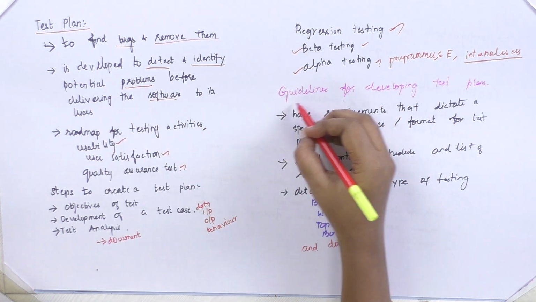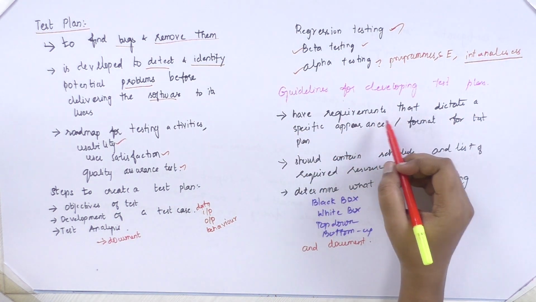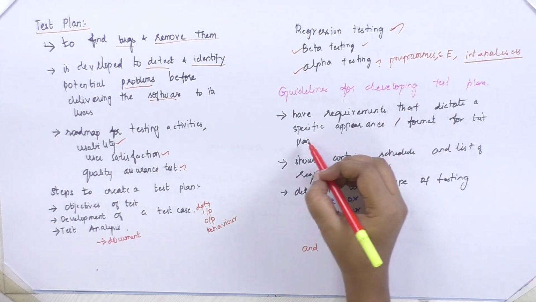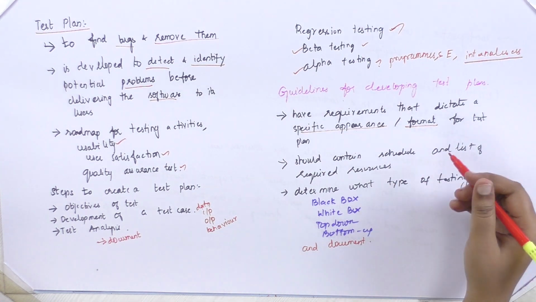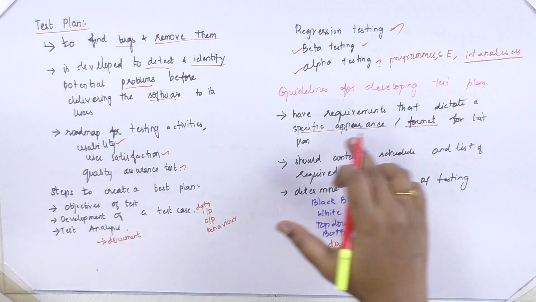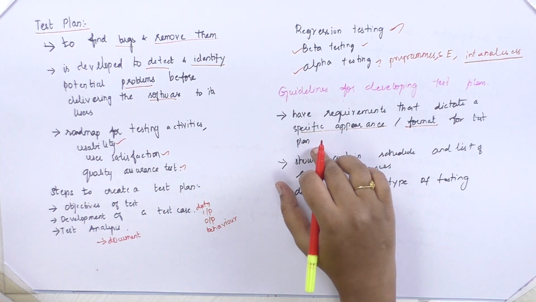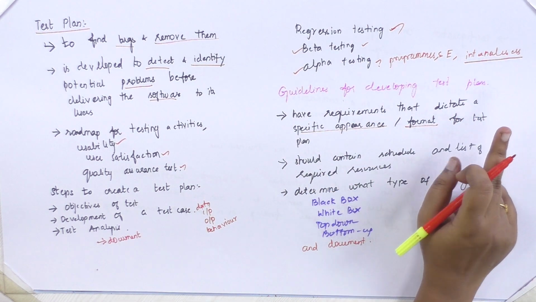Next we are going to see the guidelines for developing test plans. We may have many requirements. These requirements may specify a specific appearance or a specific format that we have to apply for the test plan. So sometimes we may have some format for developing the test plans. Those requirements have to be illustrated. That is the first guideline.